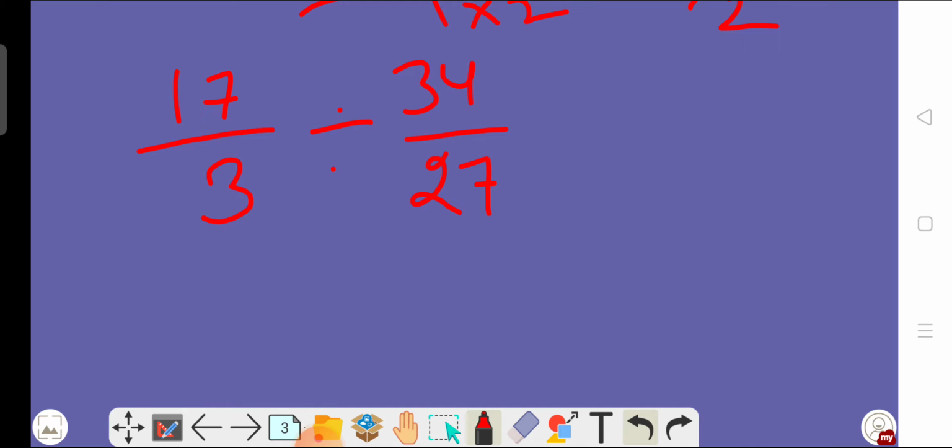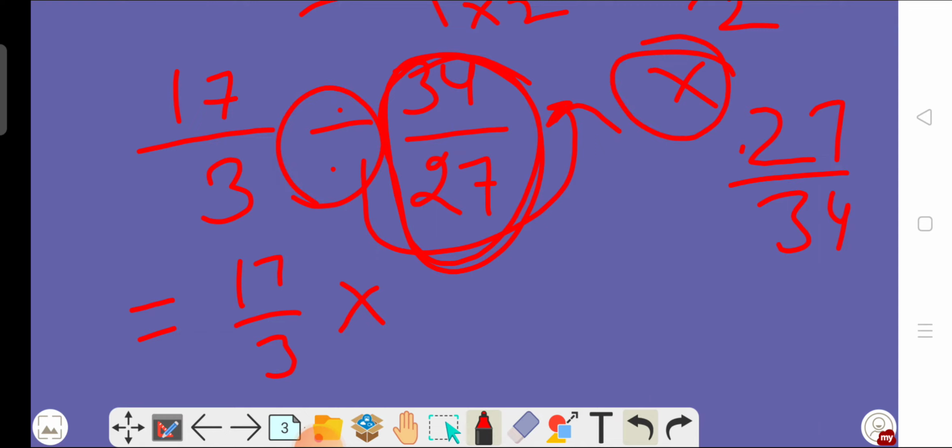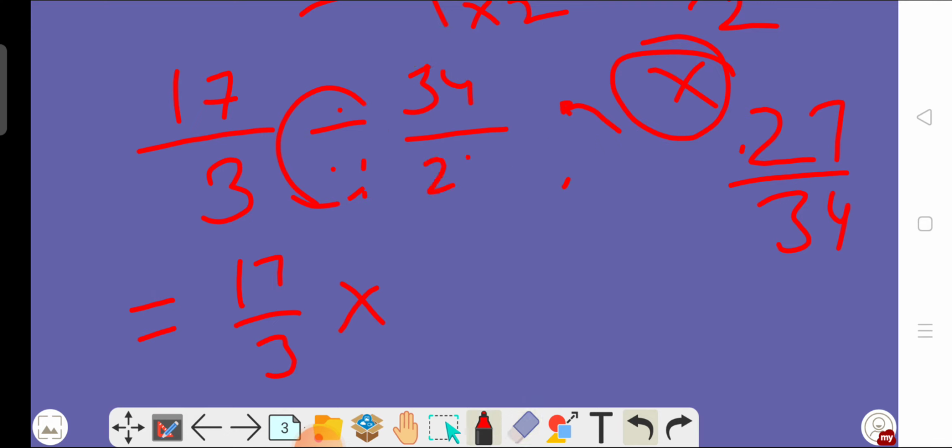To solve the division of rational numbers, firstly we have to change the sign of division into multiplication. And when we change the sign of division into multiplication, we have to change the second rational number into its reciprocal. So what is the reciprocal of 34 by 27? It is 27 by 34. Division becomes multiplication and the second rational number is converted into its reciprocal, so this becomes 27 by 34.